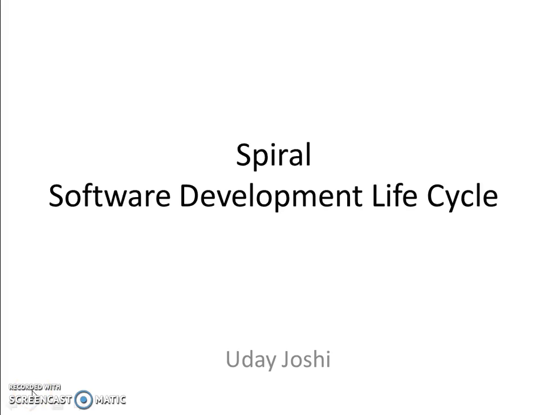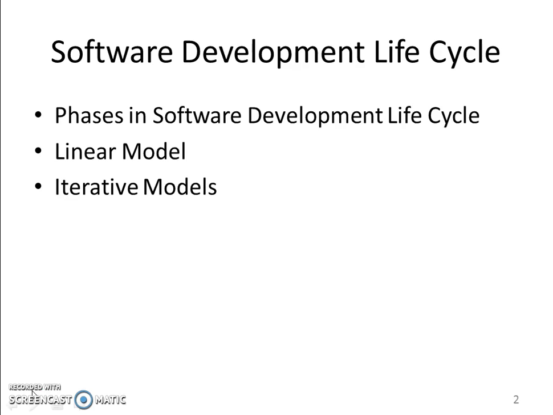Hello viewers, in this video we are going to understand the spiral software development lifecycle model. The software development lifecycle passes through various phases, and as discussed in the previous video, we have seen the various phases in the software development lifecycle. The previous video was also explaining the linear model, the waterfall model. In this video we'll be considering one of the iterative models, that is Boehm's spiral model.